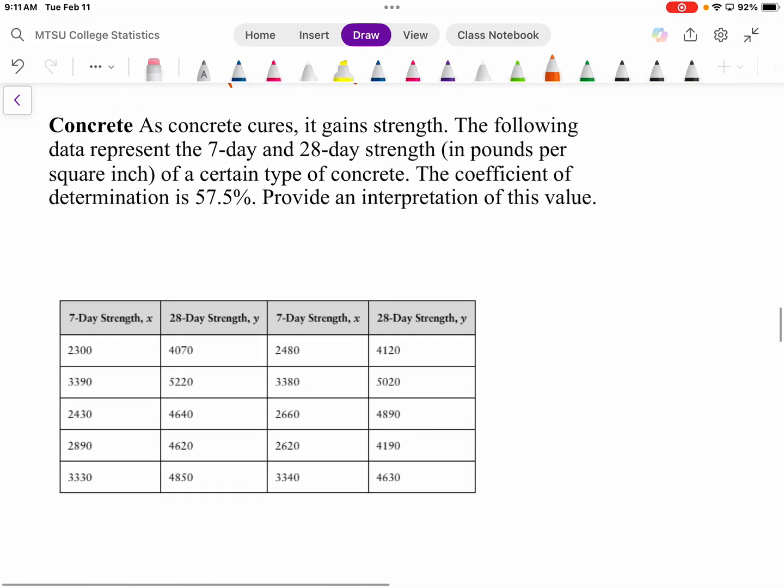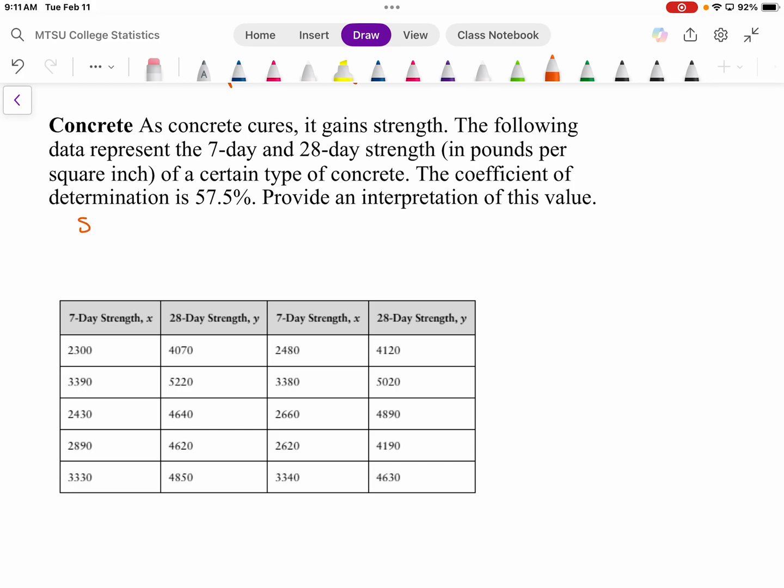So next example, a concrete cures, it gains strength. The following data represents the 7 and 28-day strength in pounds per square inch of a certain type of concrete. The coefficient of determination is 57.5%. So they typed in all that stuff, did that least squares regression line stuff, and they've got what that number was. They asked us just to provide an interpretation of what that value is. So again, if you want to go ahead and write one, I'm going to write one.